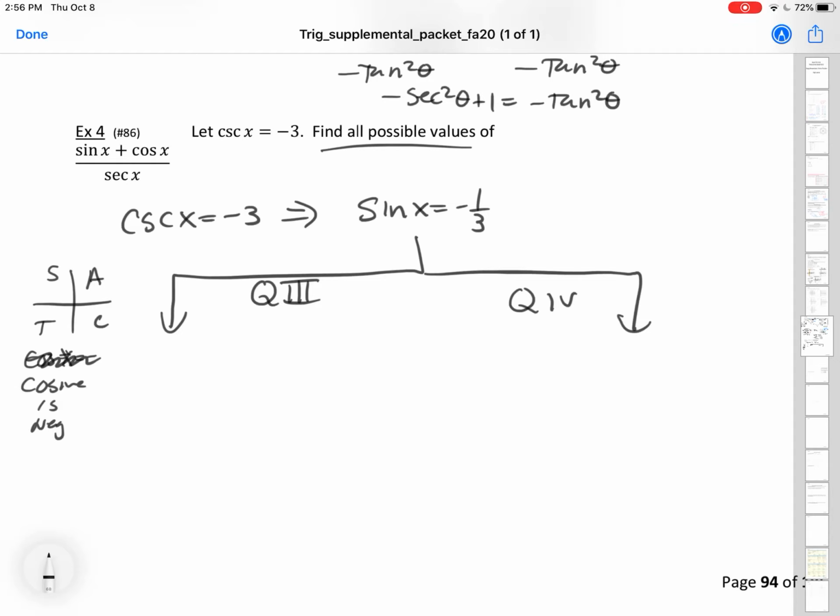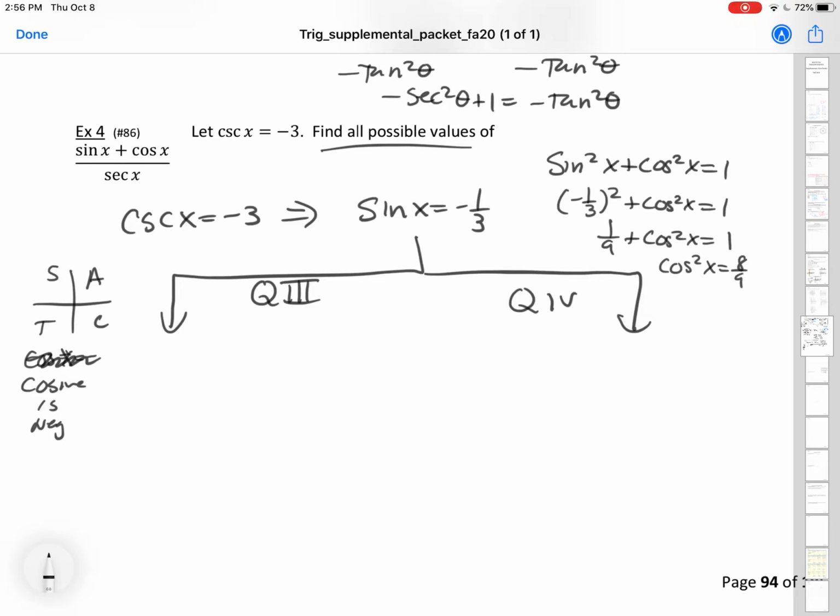That means sine squared x, apologize, we know what sine squared x is. I forgot which one we know. That means that negative 1/3 squared plus cosine squared is equal to 1. So you're doing really good math. That means 1/9 plus cosine squared x is equal to 1. That means cosine squared x is equal to 8/9, which means cosine x is either plus or minus root 8 over 9, or simplified plus or minus 2 root 2 over 3, as you know.